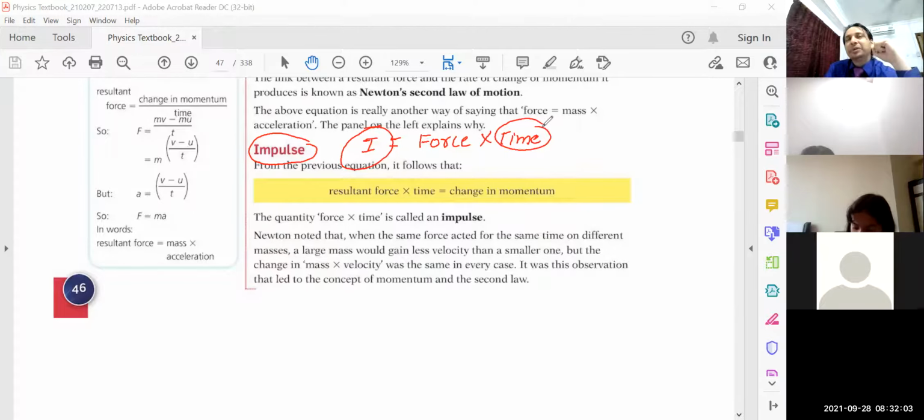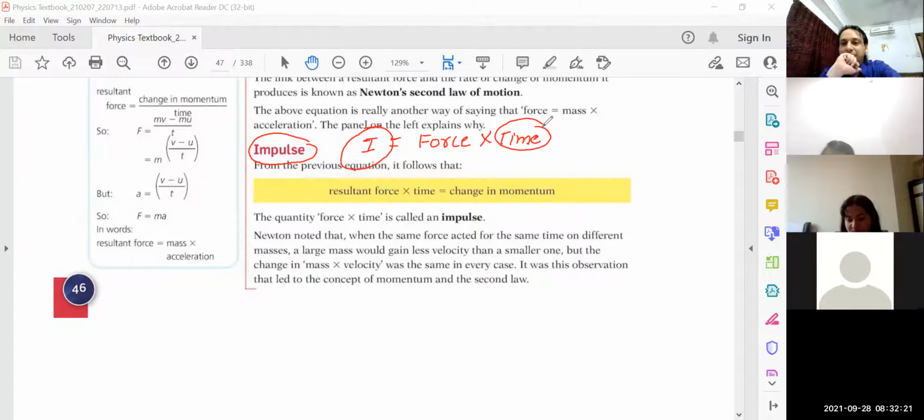The second example, those students who like to play badminton: the impact of the racket on the shuttle is for a very short duration of time. And under the impact of force, you can see that the shuttle moves from one side to another side.